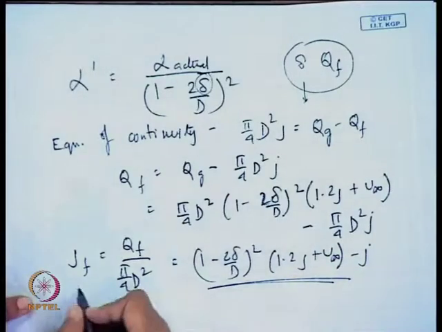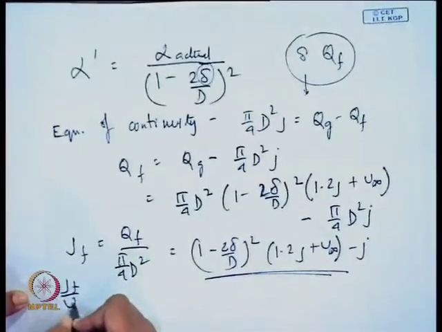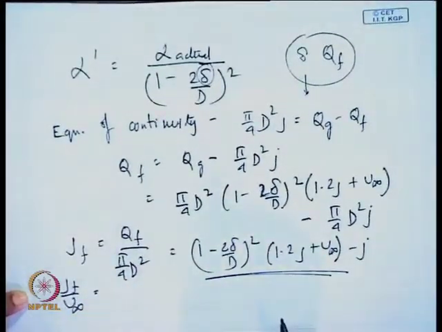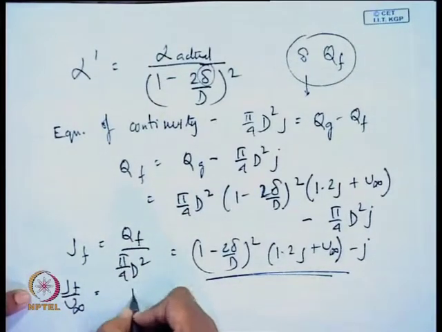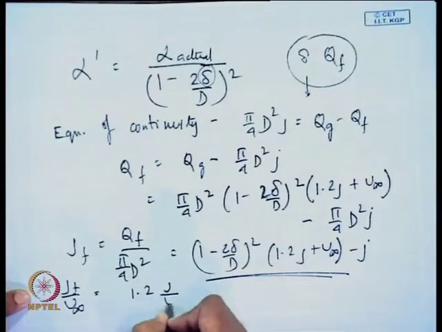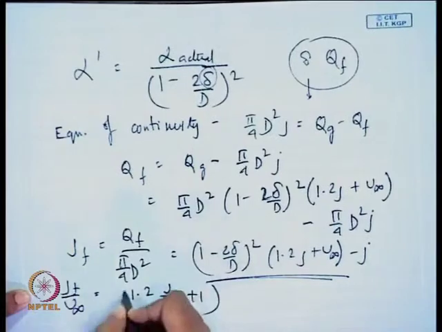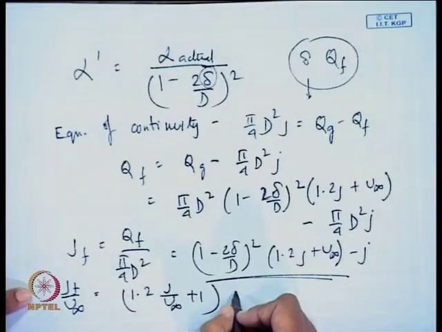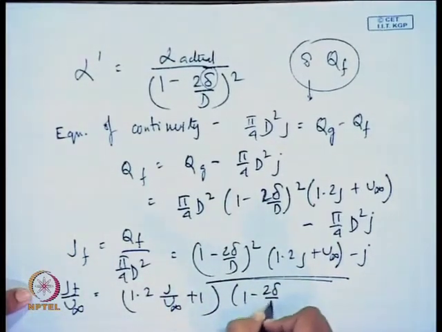Or in other words, if we write it in terms of jf by u infinity, just to make it non-dimensional, because we are always very fond of making something non-dimensional, in that particular case it becomes something of this sort.